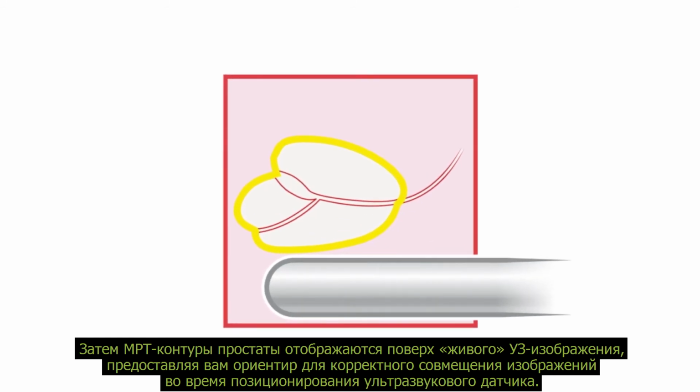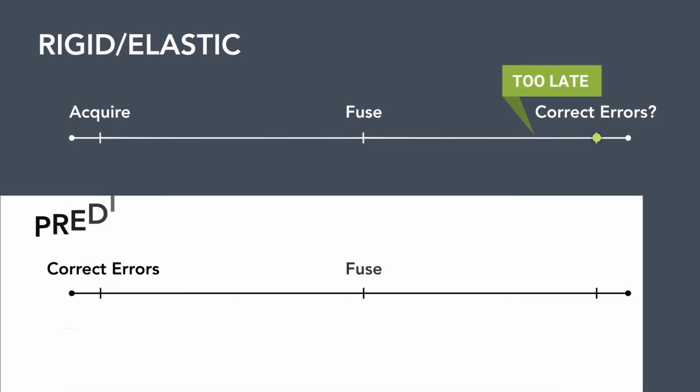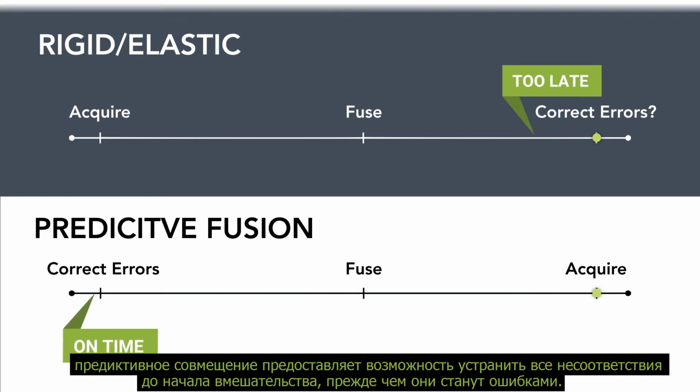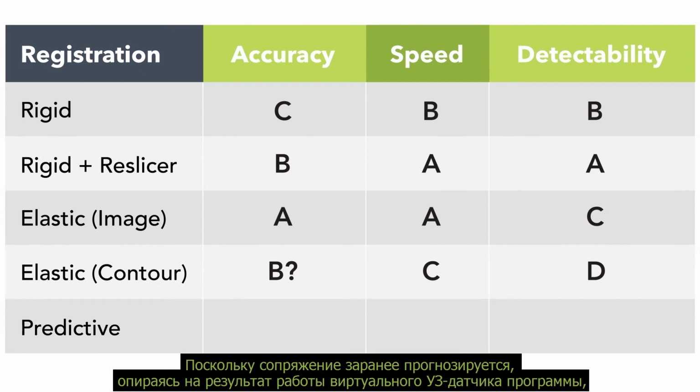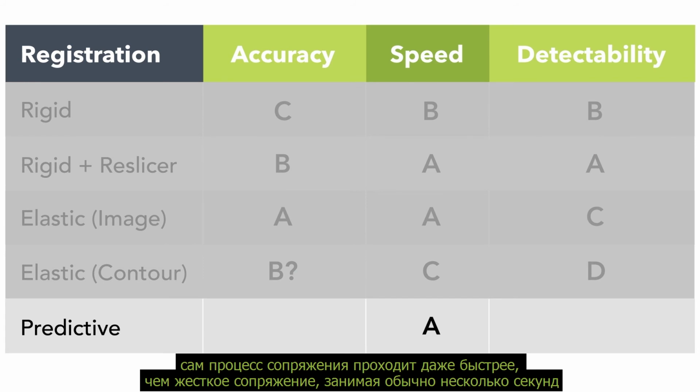Unlike rigid or elastic fusion, which attempt to correct errors after the ultrasound is acquired, Predictive Fusion gives you a guide to remove those errors before acquiring the ultrasound, before they become errors. And since the registration is predicted, based on the radiologist's virtual probe, the registration process is even faster than a rigid registration, typically only taking seconds.